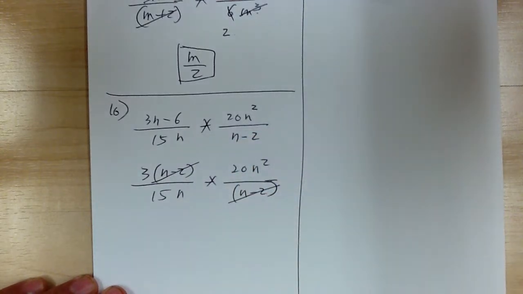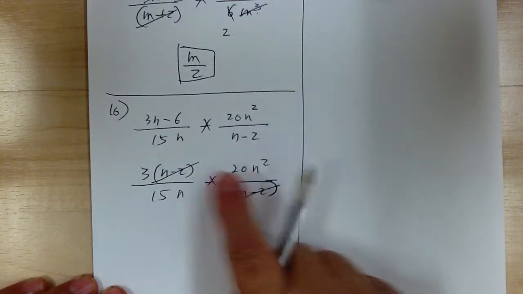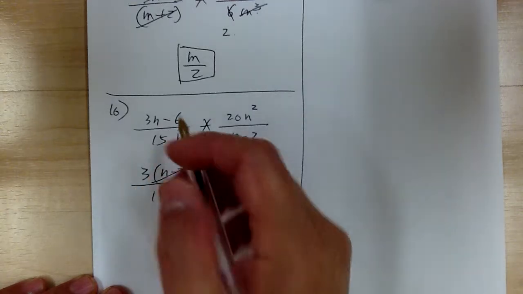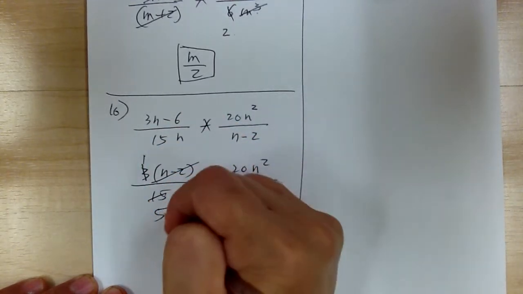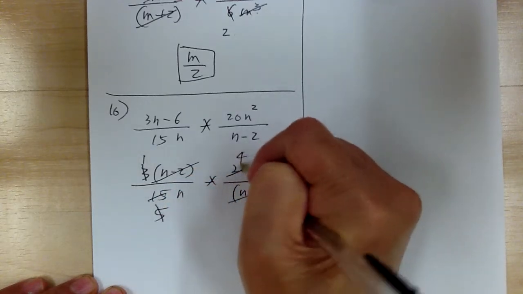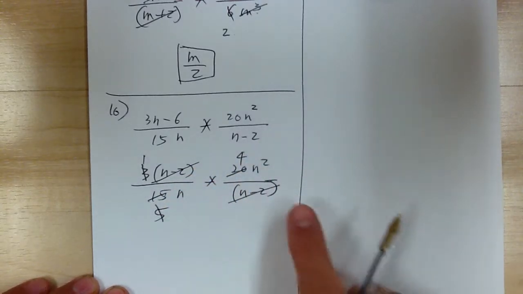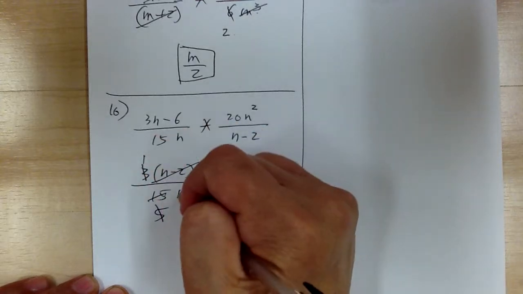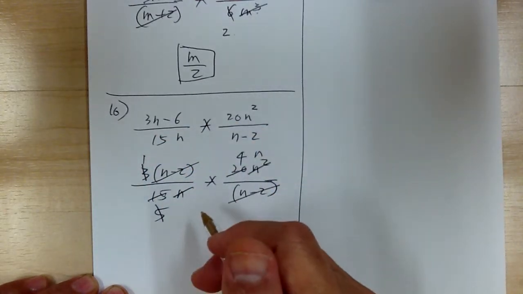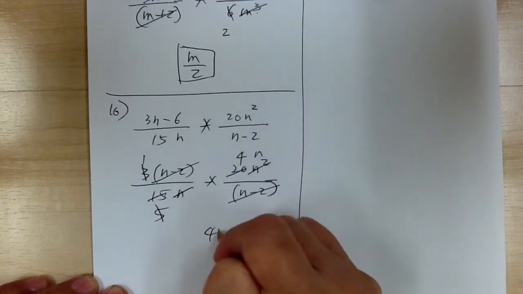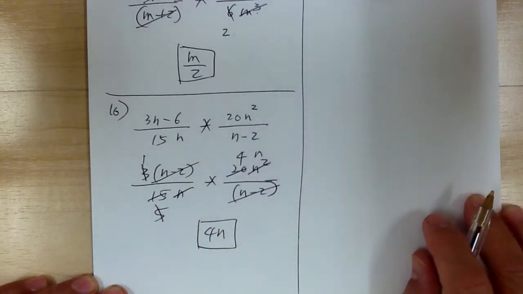Let's go and do the numbers. Okay, 15, well, let's do 3 and 15. 3 and 15 can divide by 3. Okay, and now I got 5 and 20 divided by 5. So that takes care of the numbers. Now let's do the alphabet. You got n and n squared, so cancel out. So you got n. So everything got canceled on the bottom, so you got 4n, and that's it.